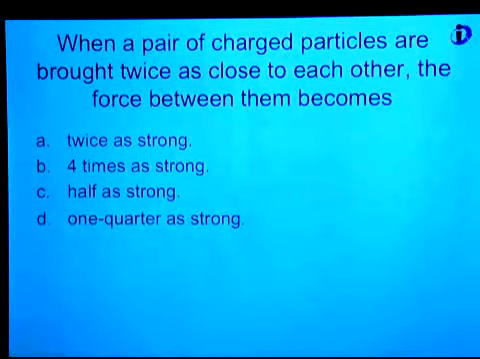How does distance affect it? You know, if they get closer, it increases the force. But how about a little more quantitative? What if they're twice as close? And again, this would be true whether they're positive or negative. 10, 9, 8, 7, 6, 5, 4, 3, 2, 1. And two-thirds think it's B.